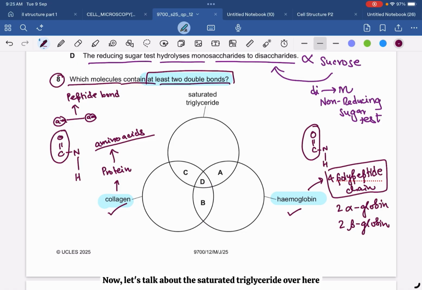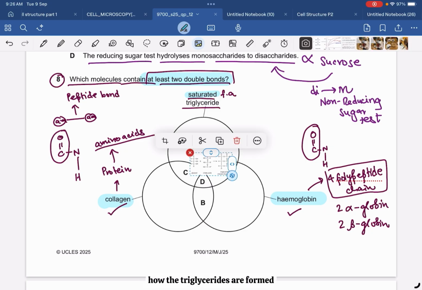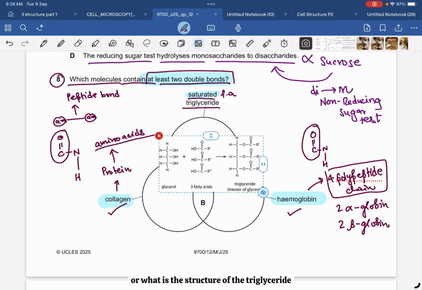Now let's talk about the saturated triglyceride over here. By the term saturated, you may be tricked that the word saturated itself is saying that it is not having carbon-carbon double bond, right? But they are not talking about the saturated fatty acids. They are talking about saturated triglycerides. Now we know how the triglycerides are formed, or what is the structure of the triglyceride.